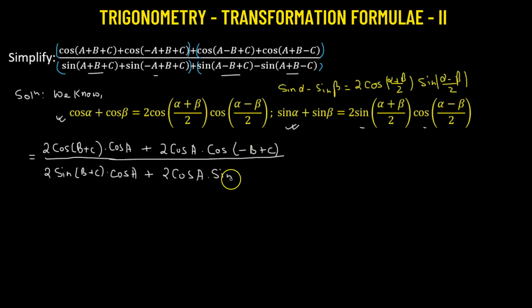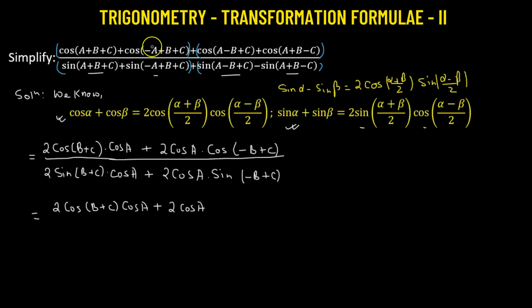Then we have sine of angle. So we'll have to subtract a plus b minus c from a minus b plus c. That's going to leave us with negative b plus c. Fine. So we will now have 2 times cosine of angle b plus c multiplied to cosine of angle a, plus 2 times cosine of angle a.